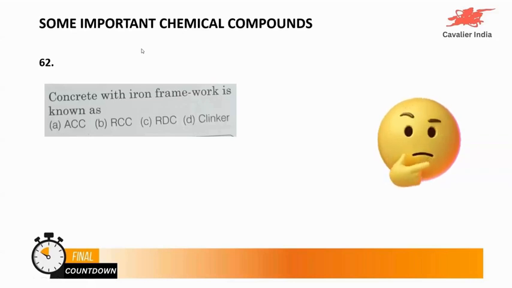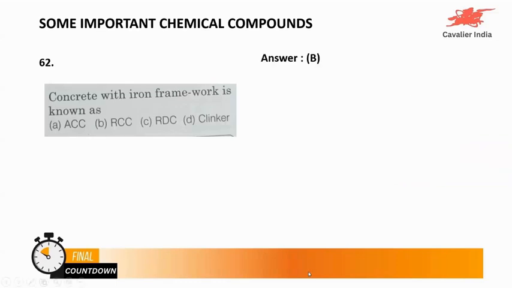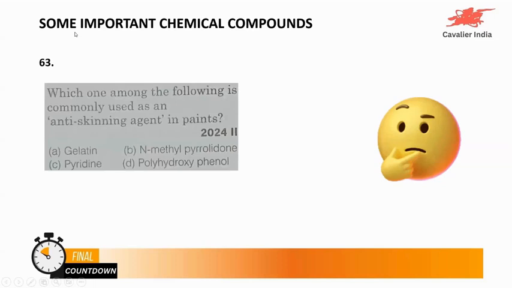Next question. Concrete with iron framework is known as RCC. Okay. Next, which among the following is commonly used as an anti-skinning agent in paints?